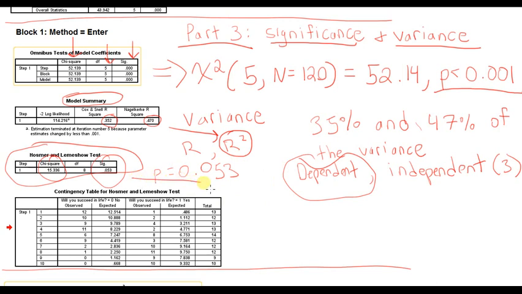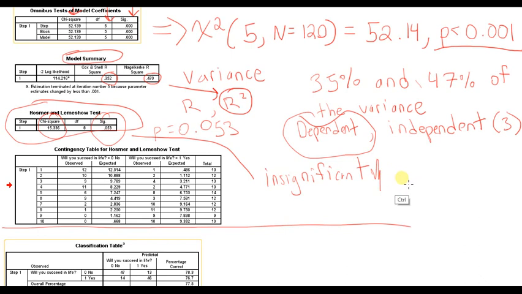Let me just write this down. Insignificant values, where p is greater than 0.05, are good. I know I'm writing like a child here, but please forgive me. I'm using this Wacom tablet. Sometimes it's difficult.